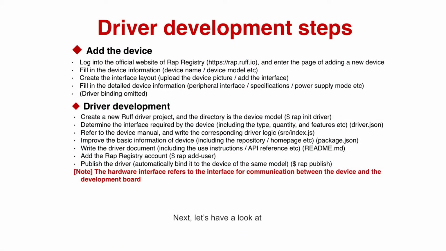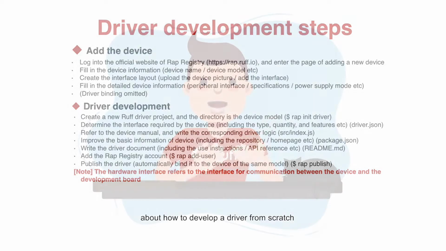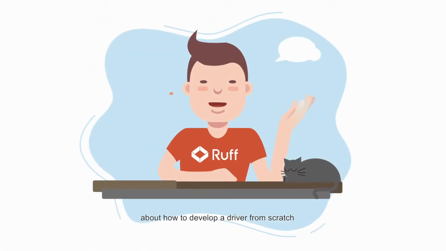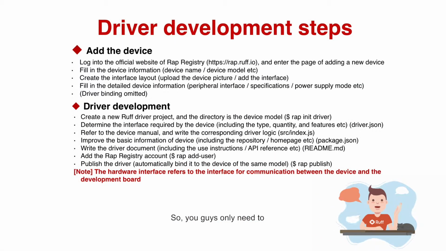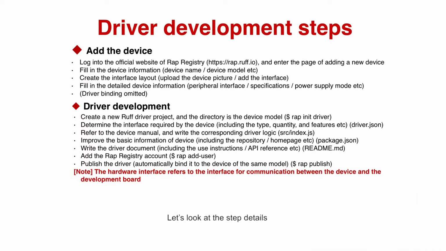Next, let's have a look at the main steps of Ruff driver development. The steps can be mainly divided into 2 parts, namely adding the device and driver development. For the details, I'll give you a demo in part 3 here about how to develop a driver from scratch. So the steps are only theoretically explained here. So you only need to master the basic principles. First, add the device. Let's look at the step details.